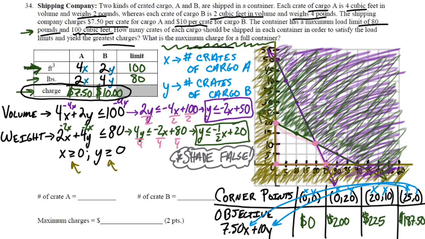So our winner for the max charge on this container, $225 when we have 20 crates of cargo A and 10 crates of cargo B. Let's go ahead and answer that over here. 20 crates of cargo A and 10 crates of cargo B gives us our maximum charge of $225.